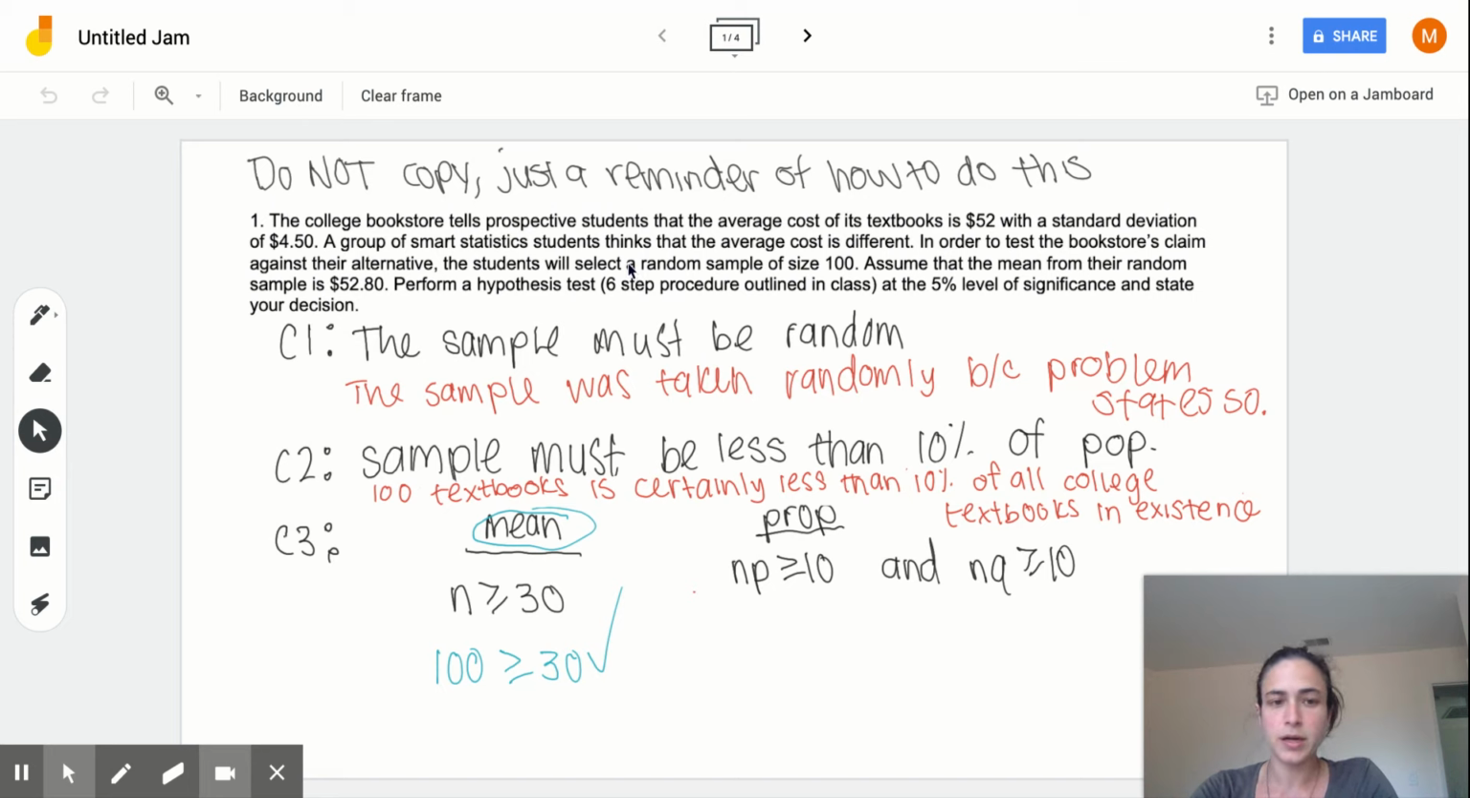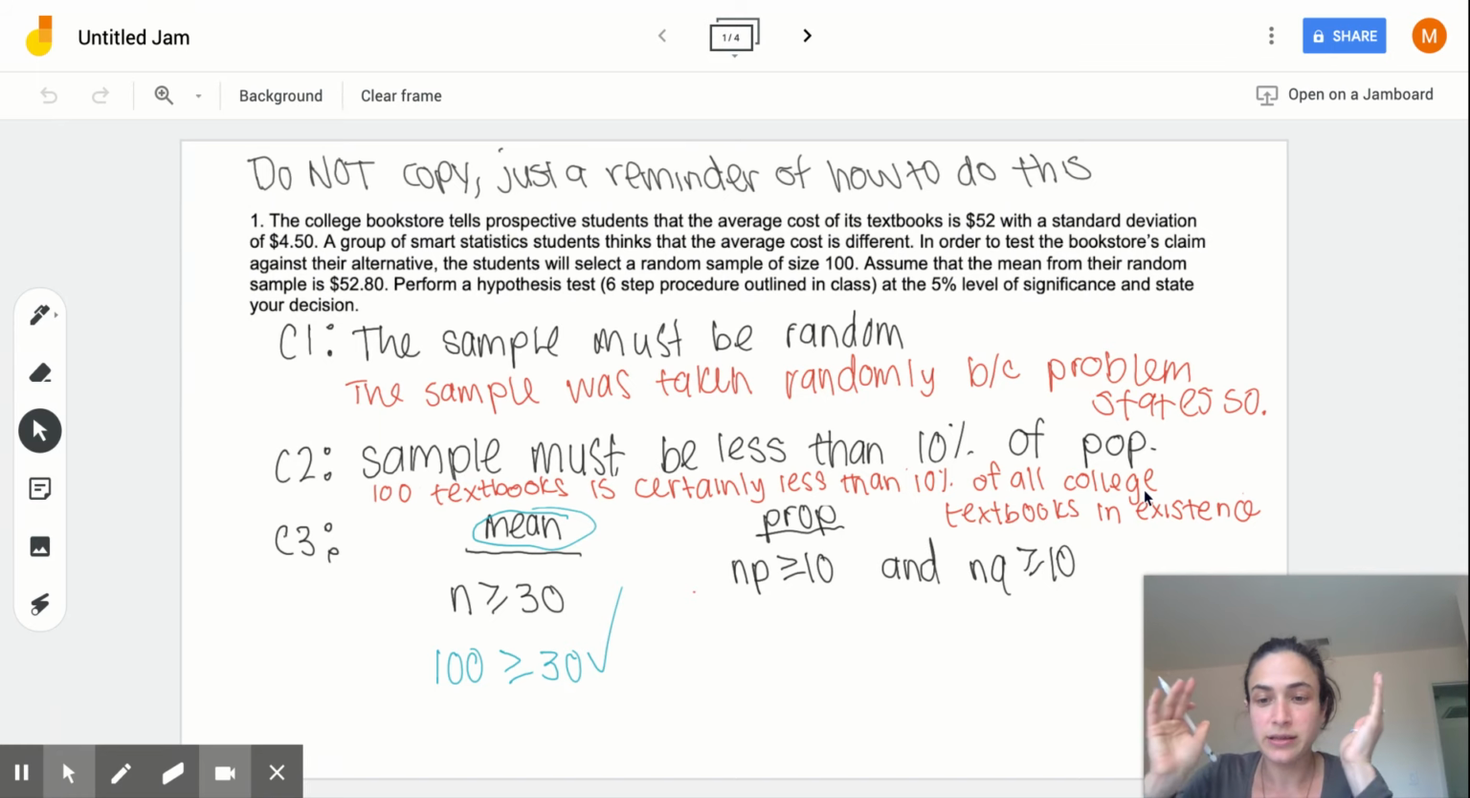Condition two, if you recall, is that the sample must be less than 10% of your population. The important thing for this one is to make sure it's in context. It says the sample was size 100, but it doesn't tell you what the sample is. Is it cows? Is it corn? Is it people? Is it bears? You need to know what the sample is. In this case, they're talking about the average cost of textbooks, so that's what your sample is about. So I'm going to say 100 textbooks is certainly less than 10% of all college textbooks in existence. So the population would be all college textbooks that exist, okay?